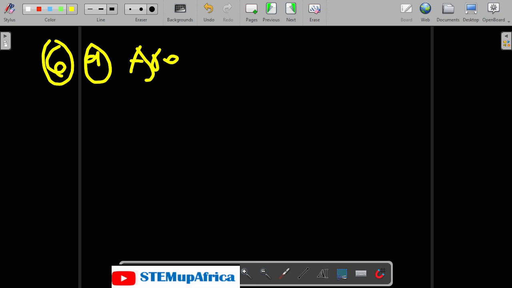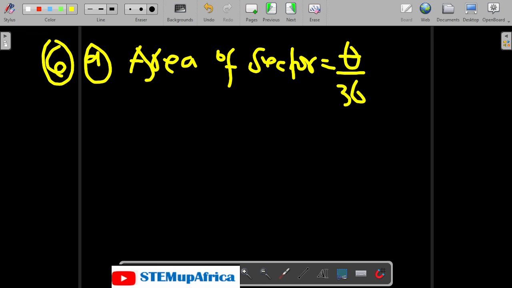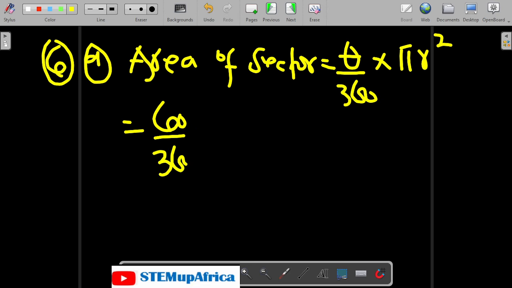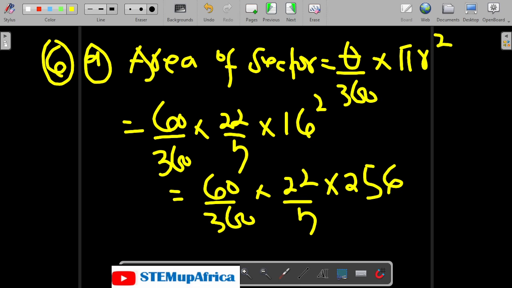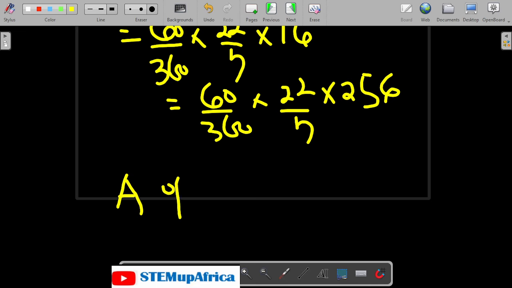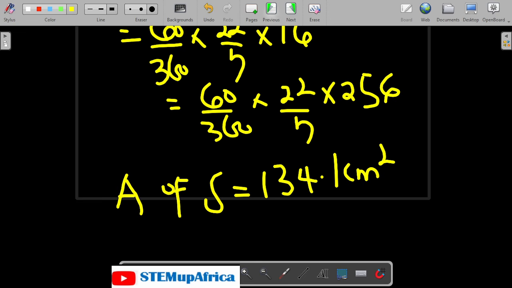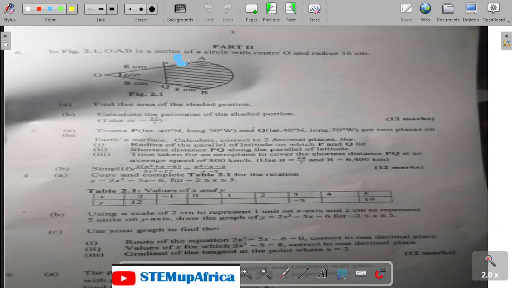Area of sector, formula is theta over 360 times pi r squared, which is 60 over 360 times 22 over 7 times 16 squared, which is 60 over 360 times 22 over 7 times 256. If I multiply, what will now be the area of the sector? If I multiply and divide on my calculator, I'm going to have 134.1 centimeters squared.